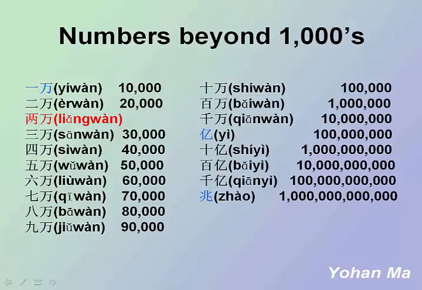亿, that's 10,000 times 10,000. That's the next level for the number unit. 亿, that's 100 million. And then 十亿, that's a billion. 百亿, that's 10 billion. 千亿, that's 100 billion.